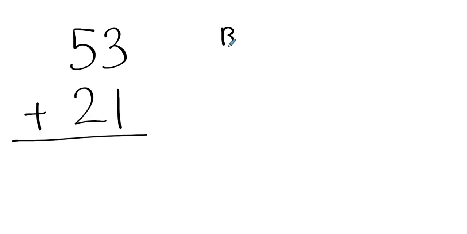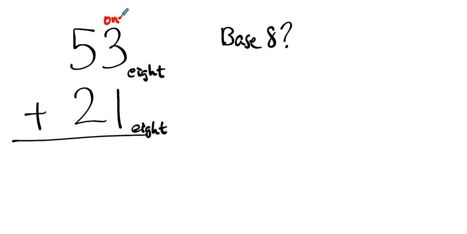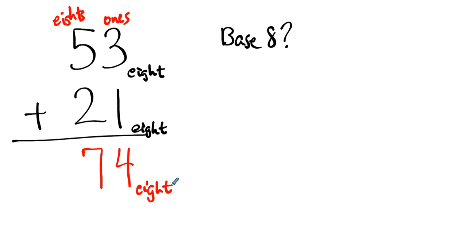Do we get the same answer in base 8? If this is a base 8 number, do we get the same answer? Well, this is still the ones place. This is now the eights place. 3 ones and 1 one is still 4 ones. And 5 eighths plus 2 eighths is still 7 eighths, right? So we get an answer in base 8.